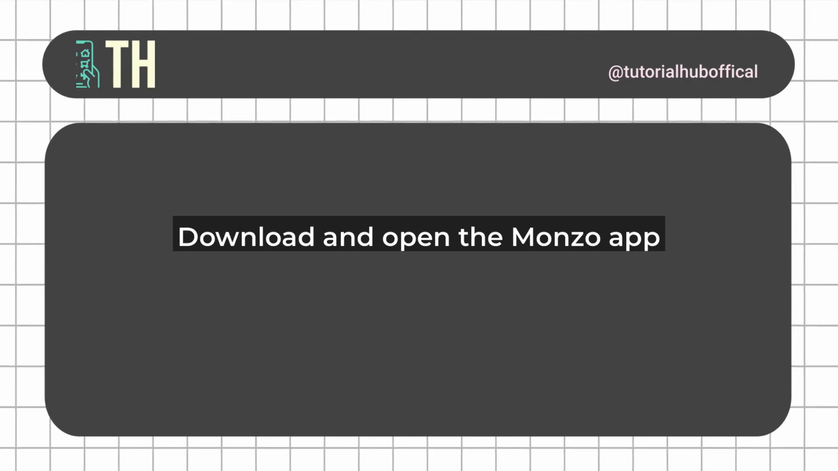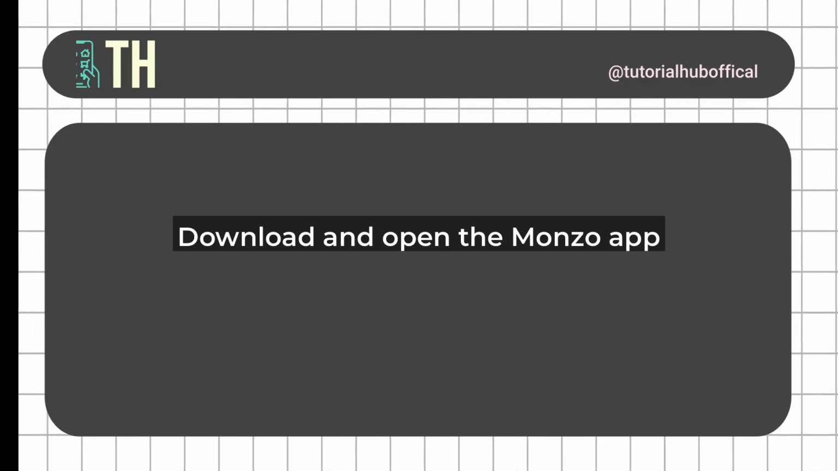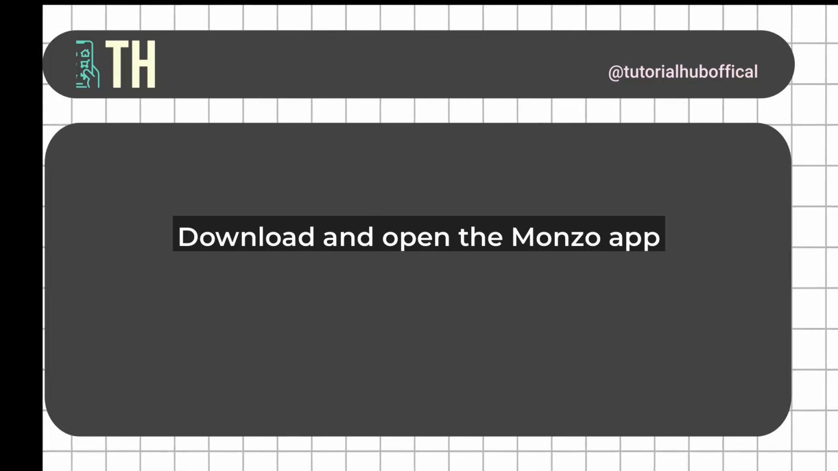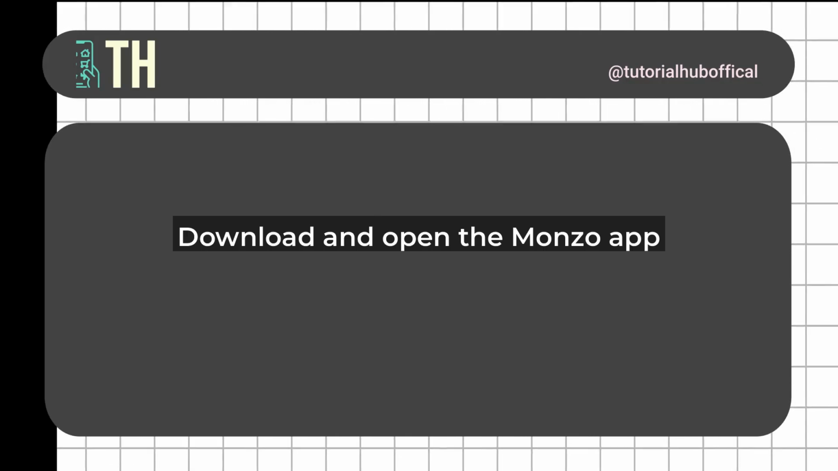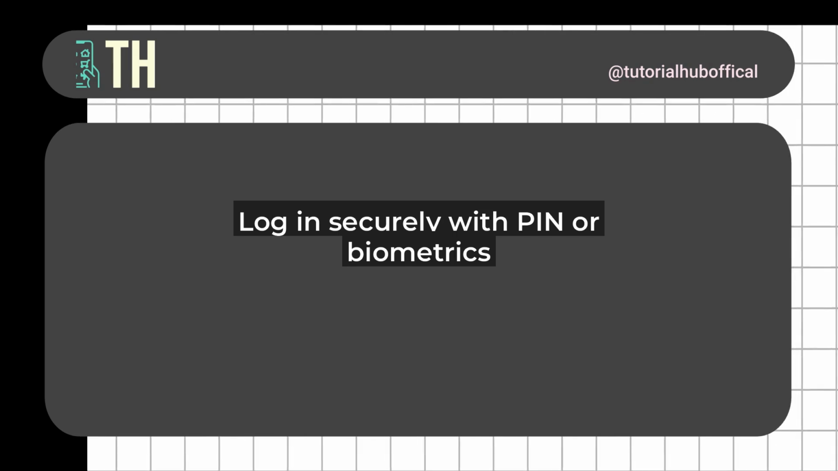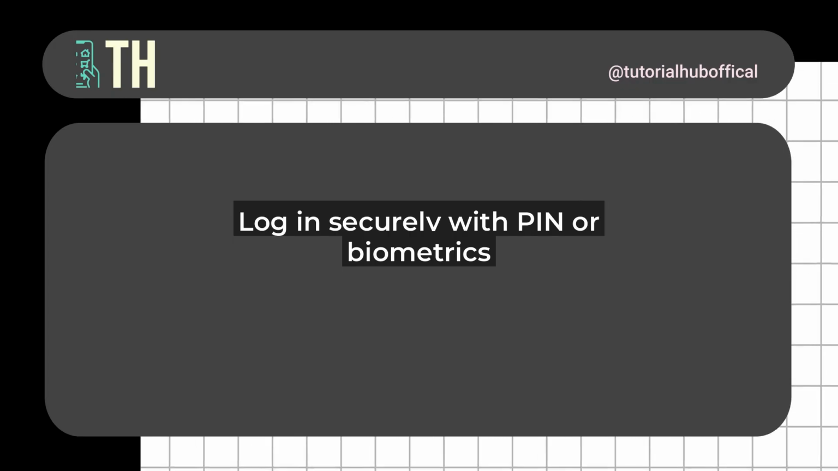Let's dive right in. First things first, make sure you have the Monzo app installed on your smartphone. If you don't, head to your app store and download it for free. Once that's done, open the app and log in using your secure PIN, fingerprint, or Face ID. Security is key, so always use a strong method to protect your account.